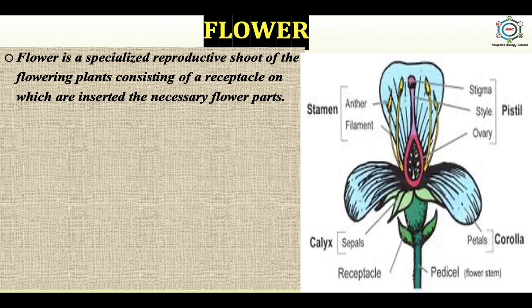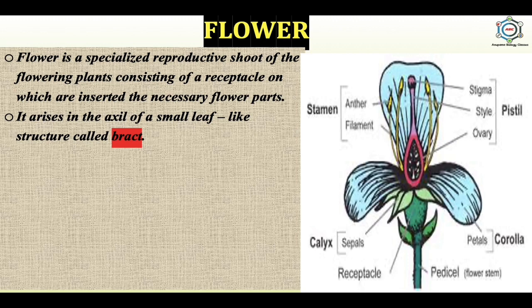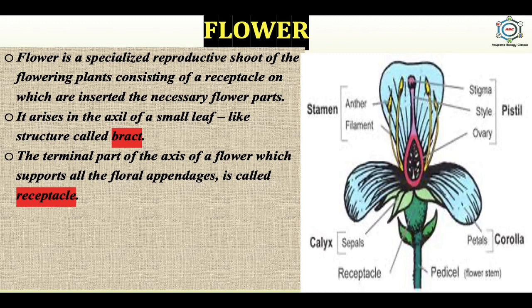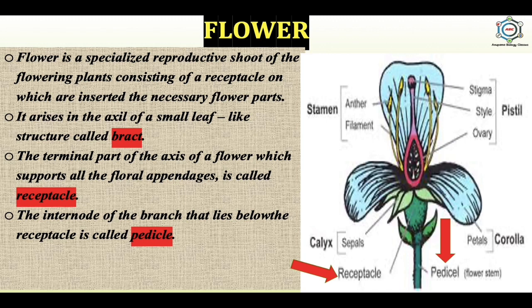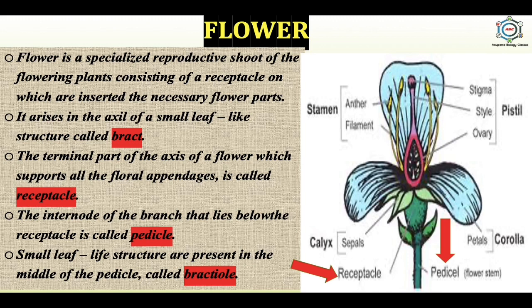It arises in the axil of a small leaf-like structure called bract. The terminal part of the axis of a flower which supports all the floral appendages is called the receptacle. In this picture, you can see the structure of the receptacle, which is also known as thalamus or torus. The internode of the branch that lies below the receptacle is called pedicel. This is the structure of the pedicel, which is present below the receptacle. The small leaf-like structures present in the middle of the pedicel are known as bracteoles. So this is the normal structure of a flower.